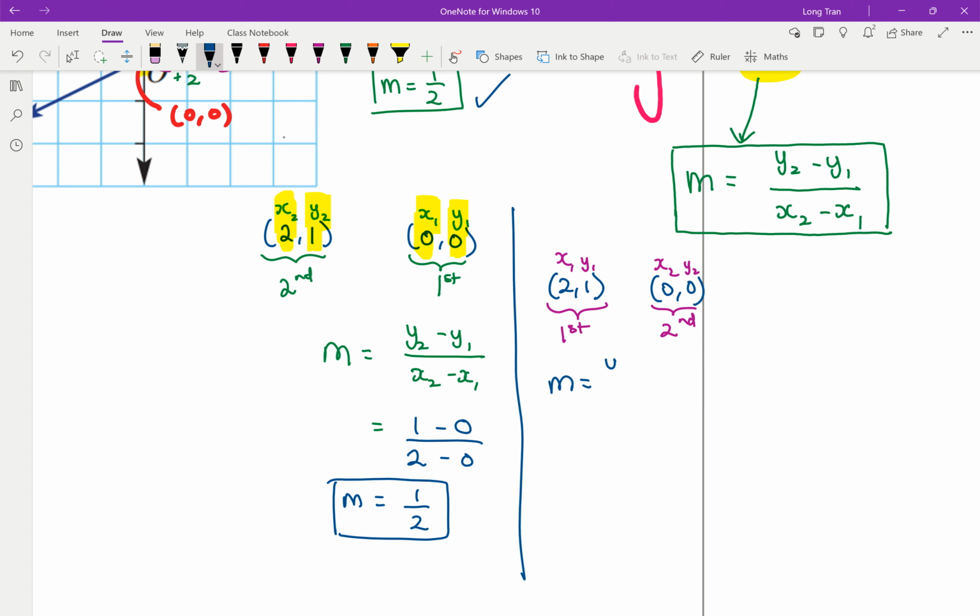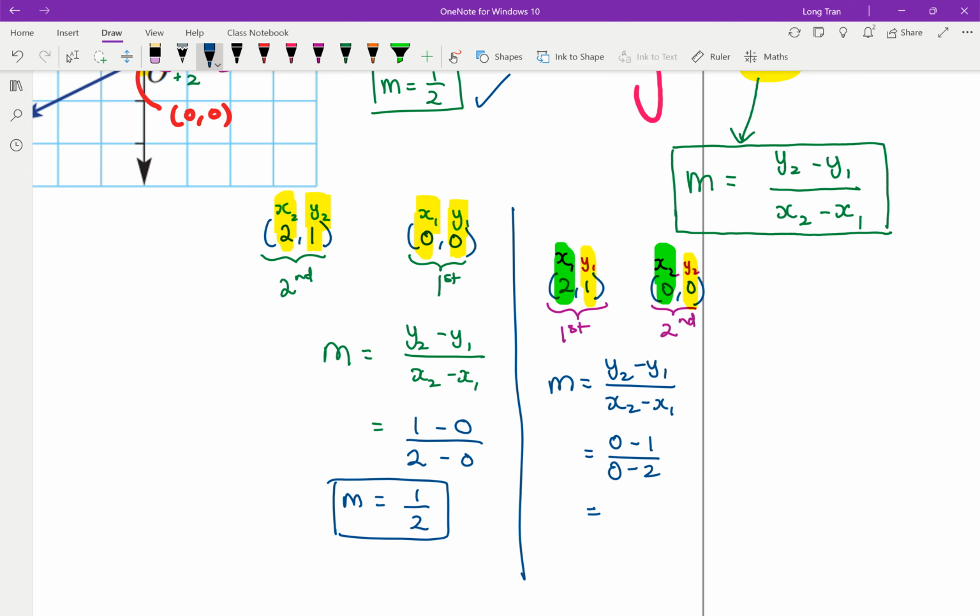M is equal to y2 minus y1 over x2 minus x1, right? So let's see what I've got. y2, which is 0, minus y1. So I'm going to write that down. y2 is 0, minus y1, which is 1, divided by x2. So this is x2. Take away x1. So you're really saying it's 0, take away 2.